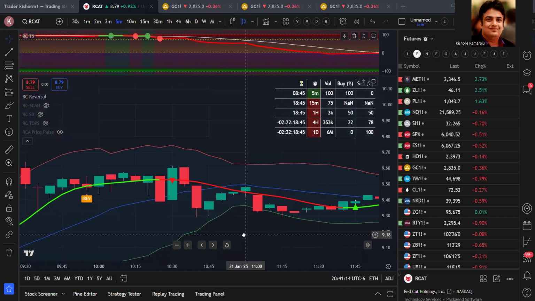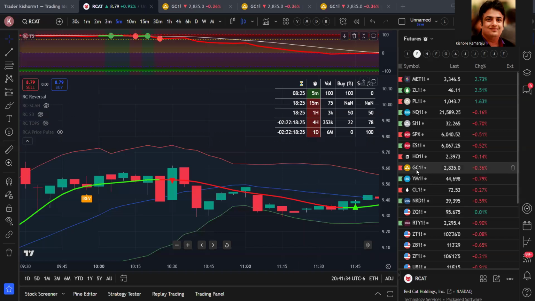So for example, you see that in 5 minutes there is some bullish volume. In 15 minutes it is still bearish. So that means in 5 minutes buyers are there. In 15 minutes, 1 hour, 4 hours, daily, there are sellers. So if you are doing quick scalping, it is okay to go long. But for day trading or swing trading, it is still very bearish.